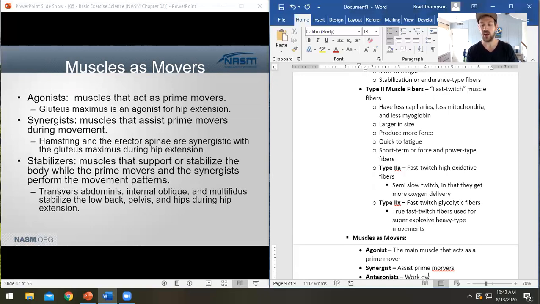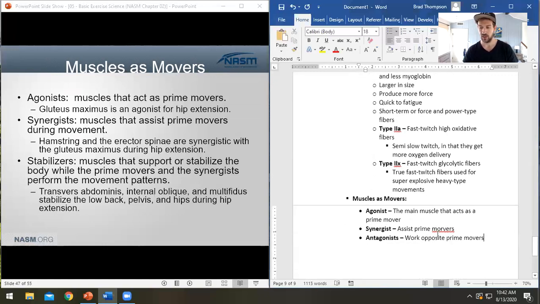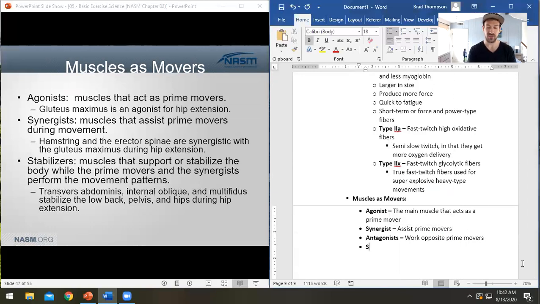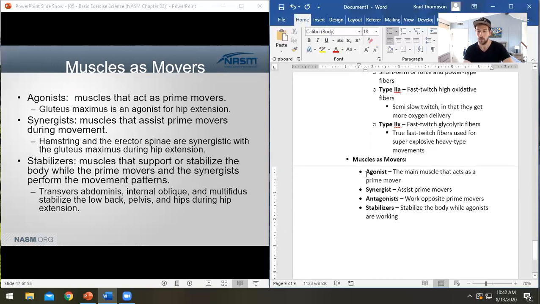which work opposite prime movers. And then you are going to have stabilizers, which stabilize the body while agonists are working, right? So they're there to stabilize everything and keep the body in order. So: Batman, Robin, the Joker, Alfred the Butler.